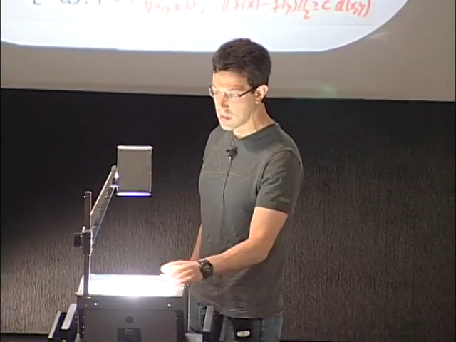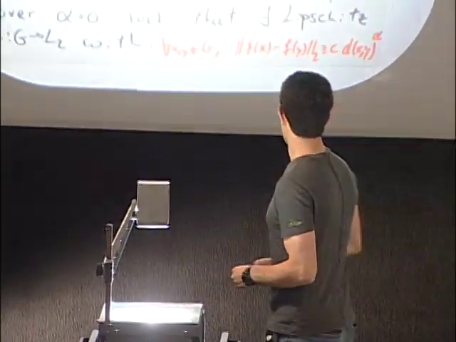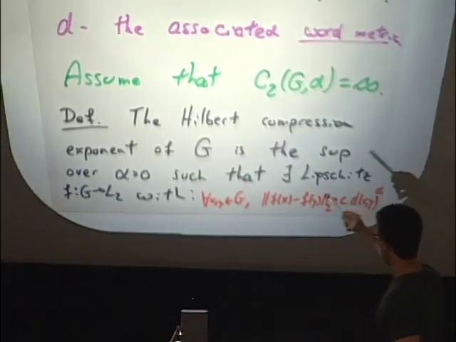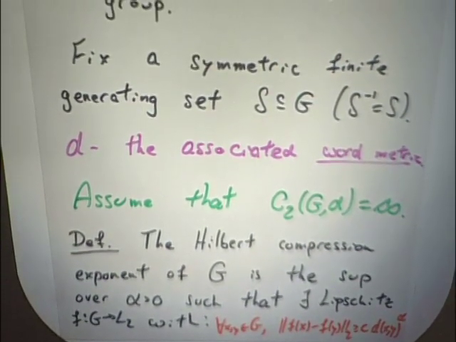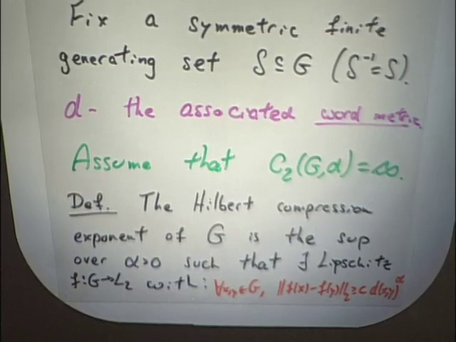So when they're non-Euclidean, how can you still say something interesting about it? So here's a suggestion. Let's define a number. We'll associate a number to every group. We'll call it the Hilbert compression exponent of the group.